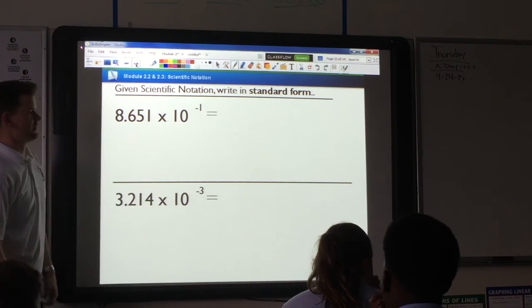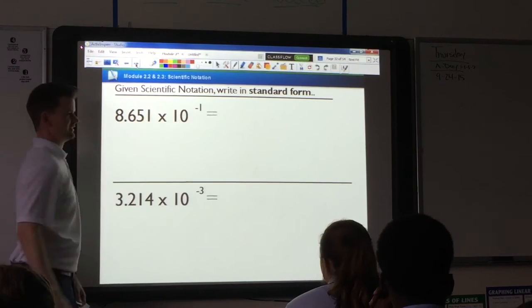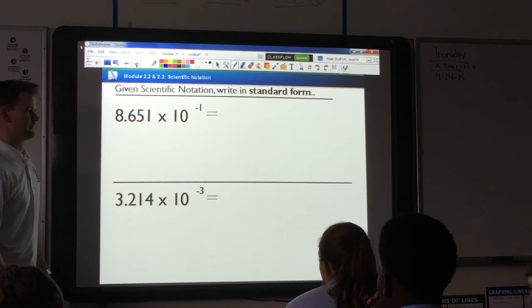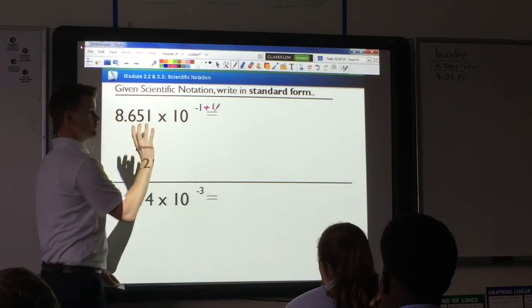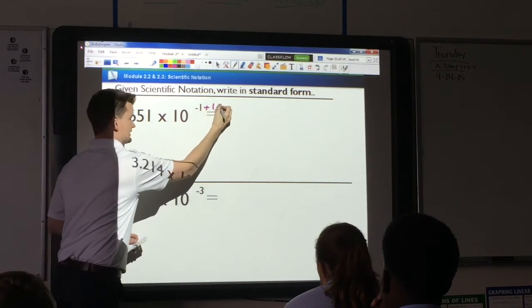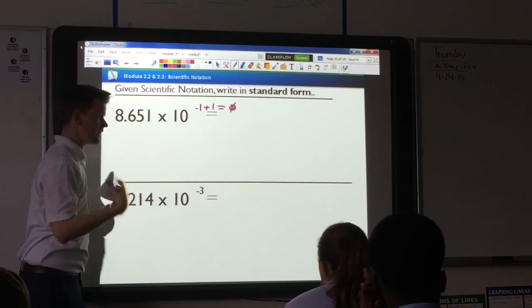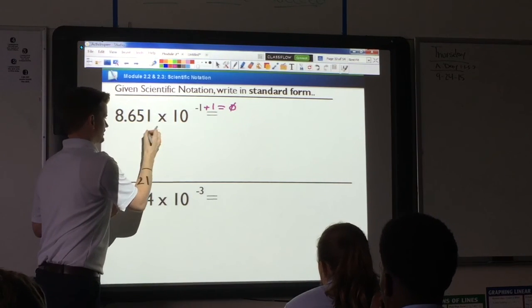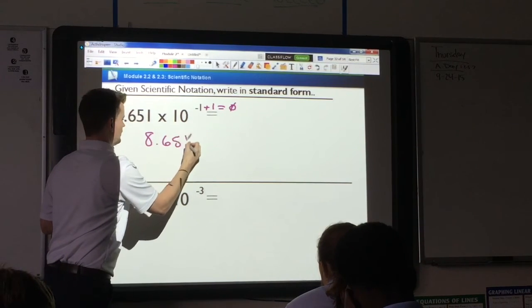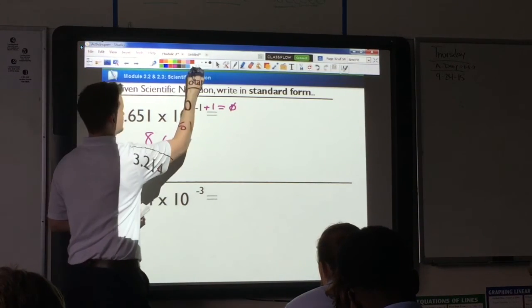All right. What are we doing to make this zero? So you add 1. I add 1. Okay. So, hold on. You added 1. Good. That's going to make this zero. I know you got it, but make sure you go through the process. If this gets bigger, this must get smaller. So let's write it out. 8.651.